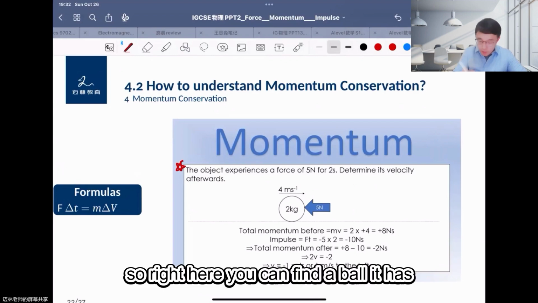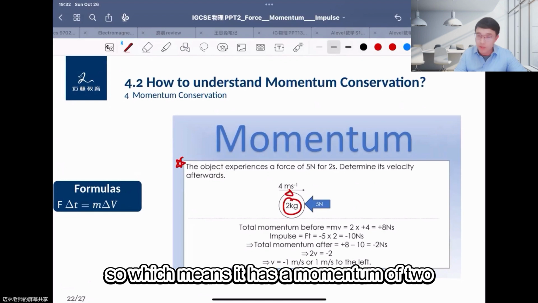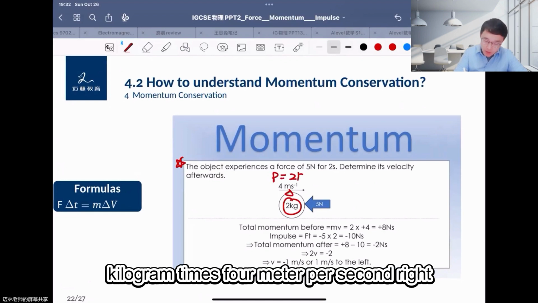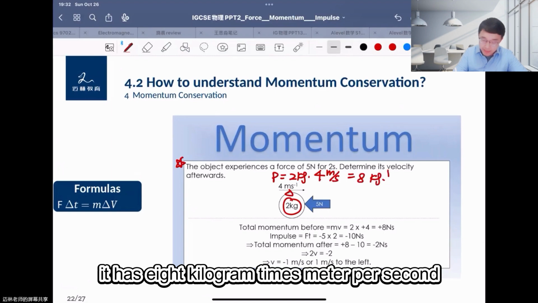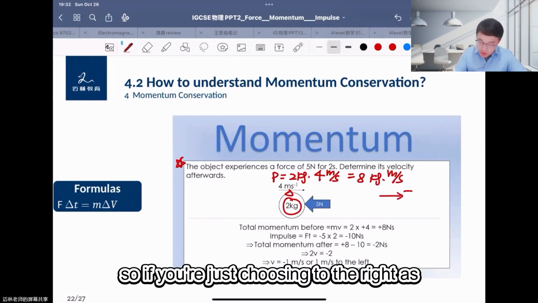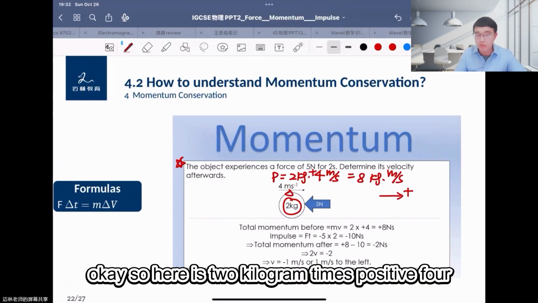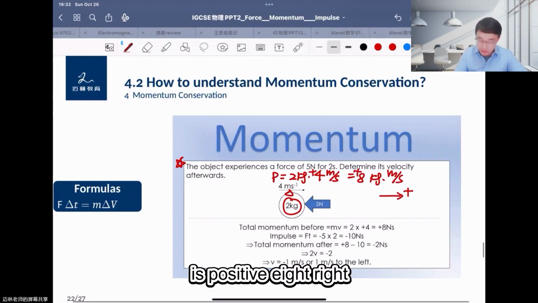So right here, you can find a ball. It has 2 kilogram mass and the velocity is 4 meters per second. Which means it has a momentum of 2 kilogram times 4 meters per second, right? It has 8 kilogram times meter per second. If you choose the right as the positive direction, so here is positive, 2 kilogram times positive 4 is positive 8, right?